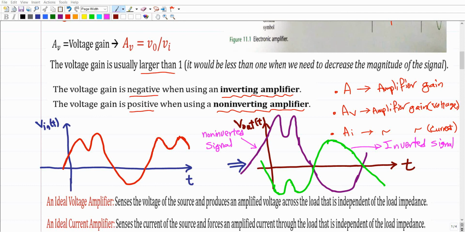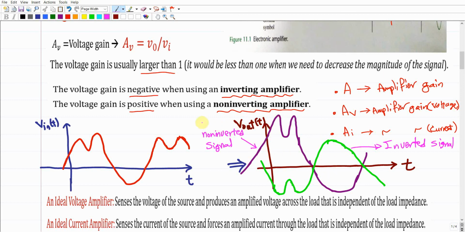So this is the inverted version. If there is any positive value here, it will correspond to a negative value on the inverted version, or after the amplifier. So this is the output voltage. It's going to be inverted. Here it is a non-inverted signal in this case.